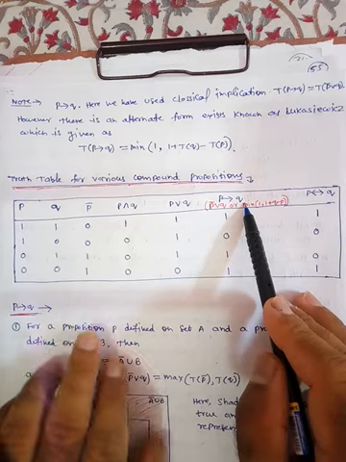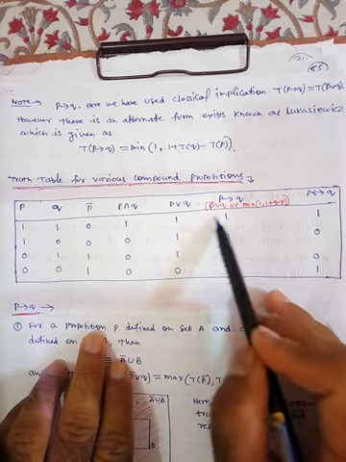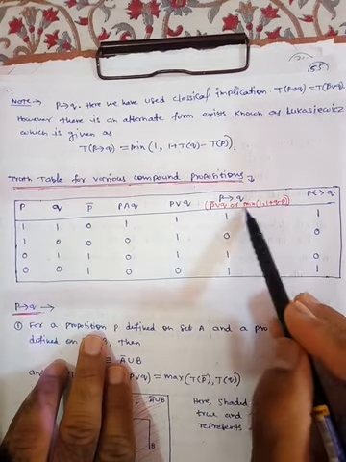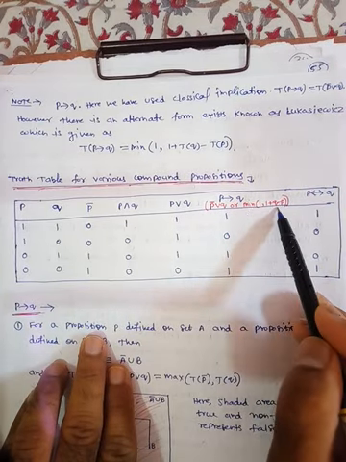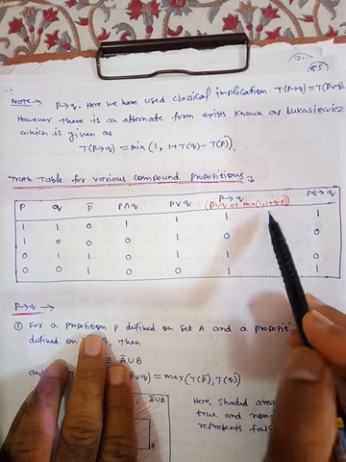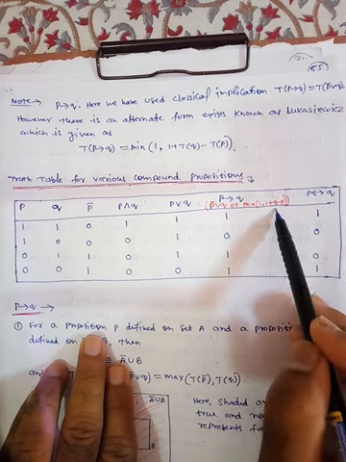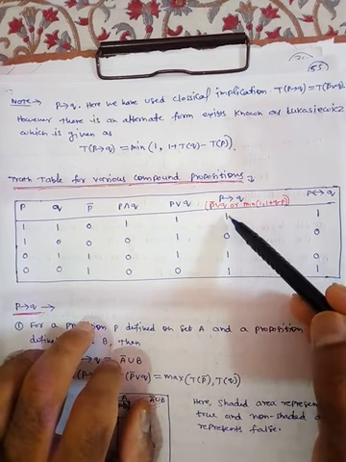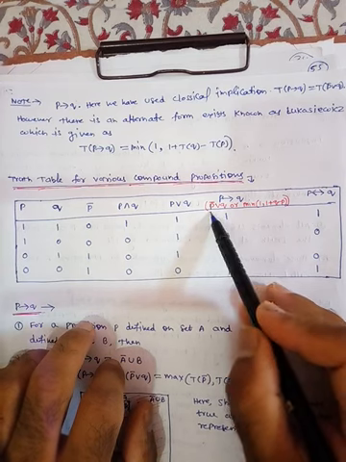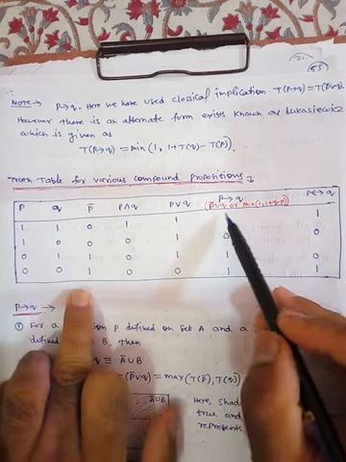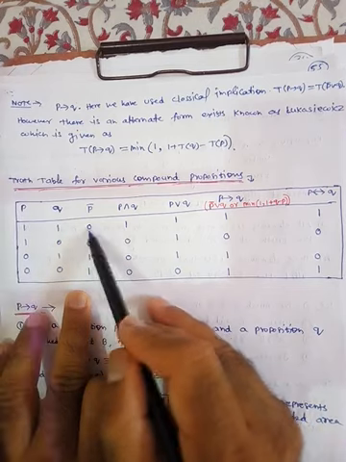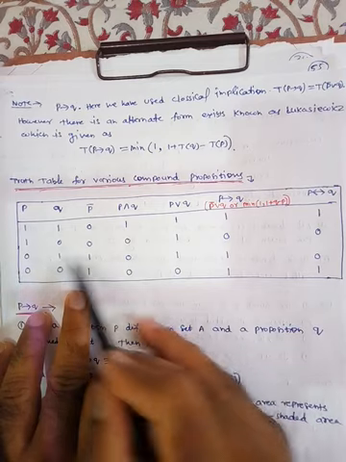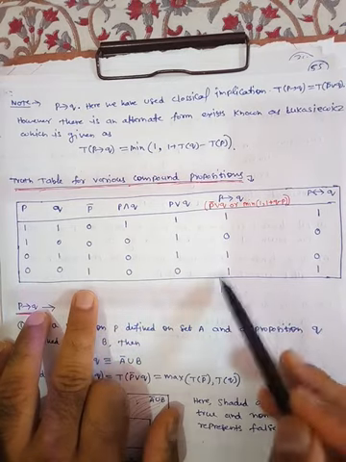Now P implies Q. Here we can find this either with the help of classical logic, that means P bar join Q, or with the help of the Lukasiewicz transformation, minimum of 1, 1 plus Q minus P. So both will give you this. For example, if you are using the classical one, this is P bar column, join Q. So just apply the join logic between these two. Since this is true, that's why true. Both are false, so false. Both are true, so true. And this is true, that's why true.